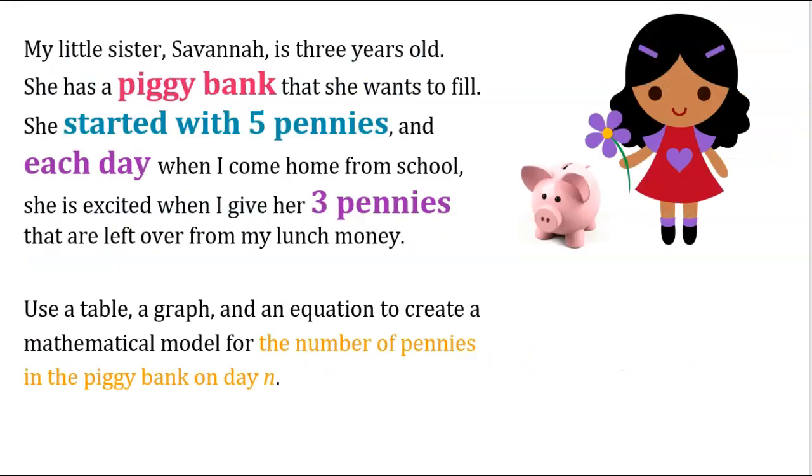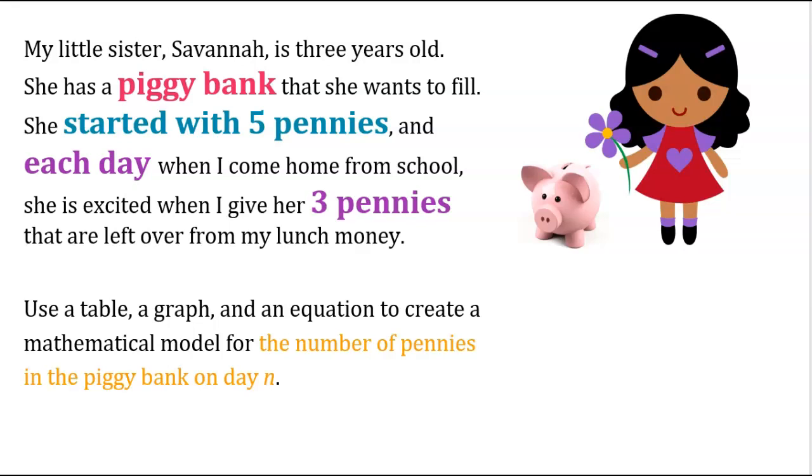My little sister Savannah is 3 years old. She has a piggy bank that she wants to fill, and she started with 5 pennies. Each day when I come home from school, she's excited when I give her 3 pennies that are left over from my lunch money. We're going to use a table, a graph, and an equation to create a mathematical model for the number of pennies in the piggy bank on day n.